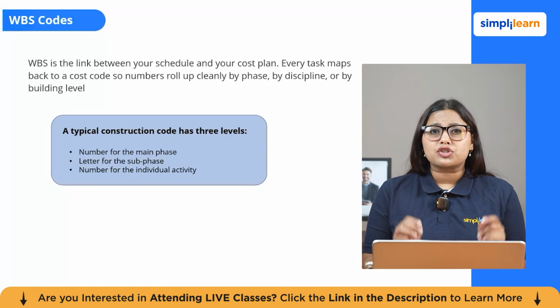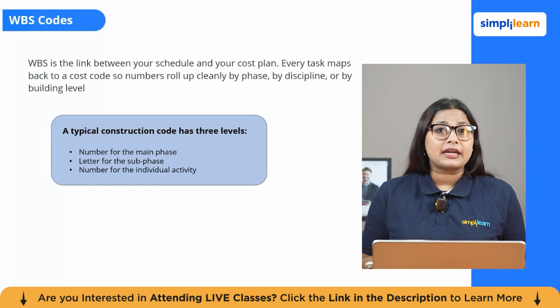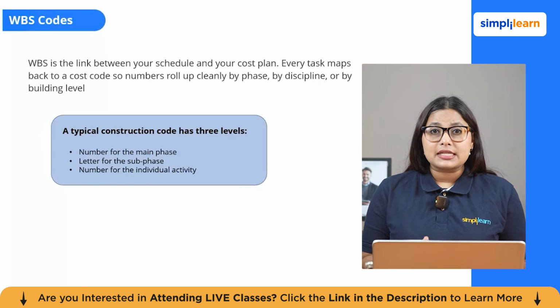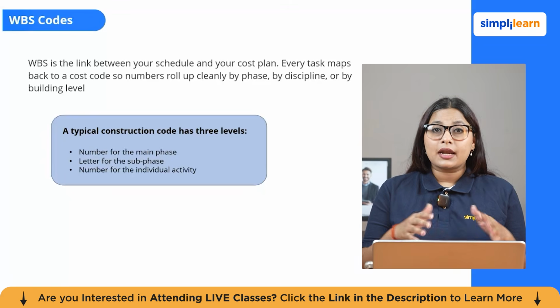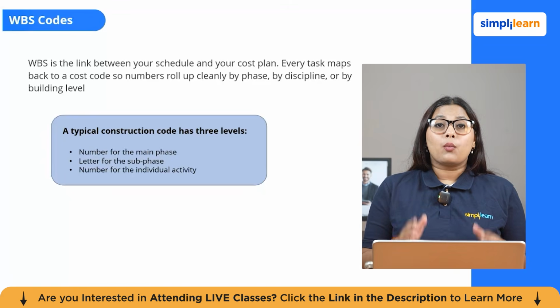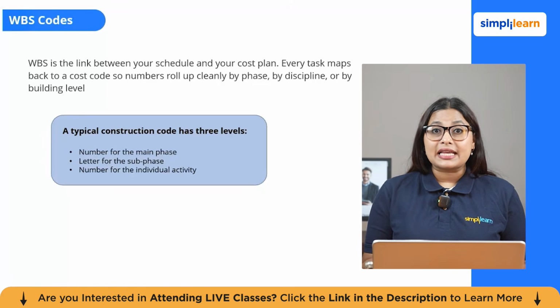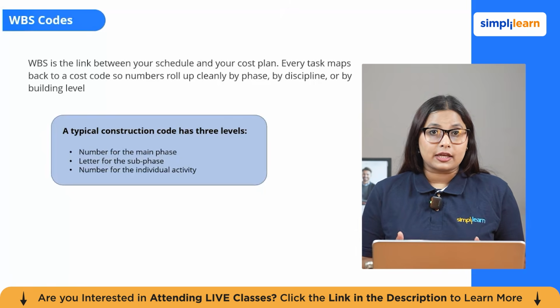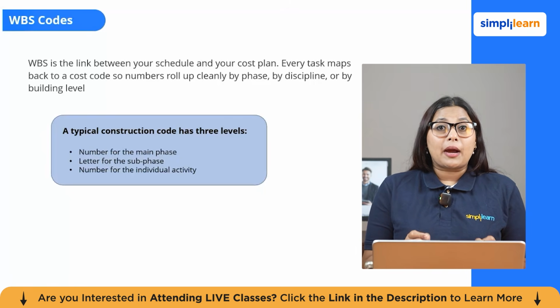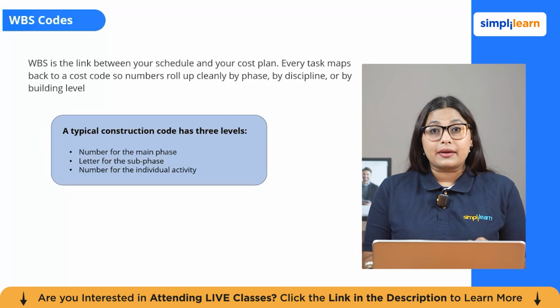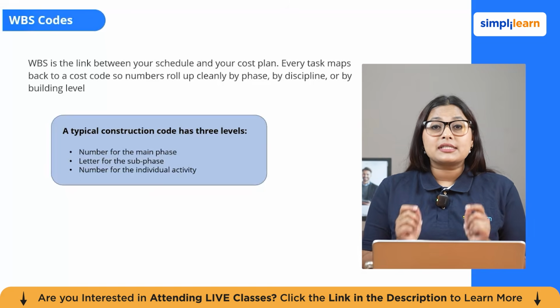A typical construction code might have three different levels: a number for the main phases, a letter for the sub-phases, and a number for the individual activity. Once you define the structure, the software assigns the code following the task hierarchy. This is what connects your program to the quantity surveyor's cost plan and your finance team's reporting system.